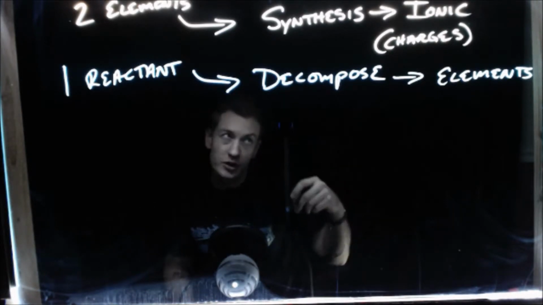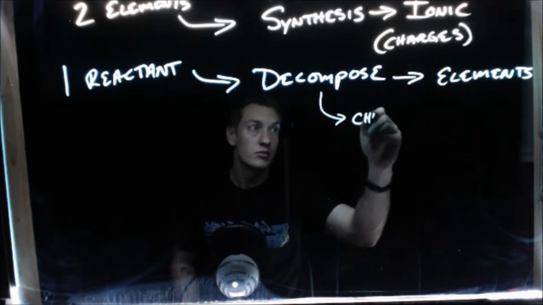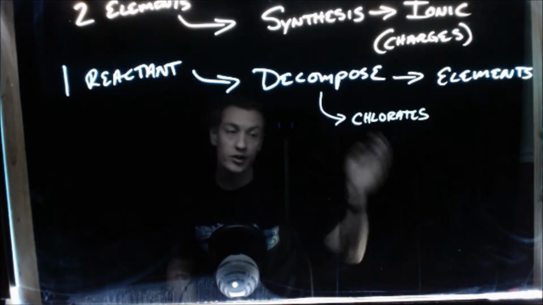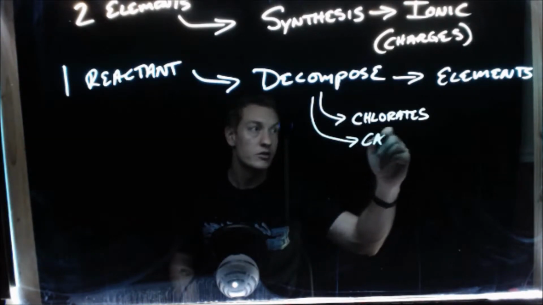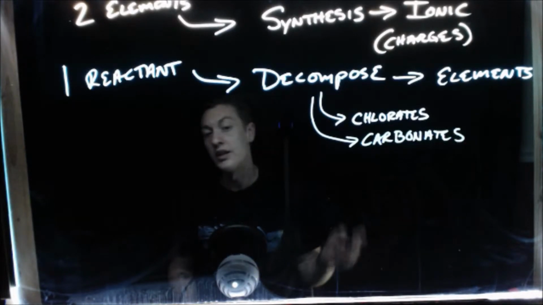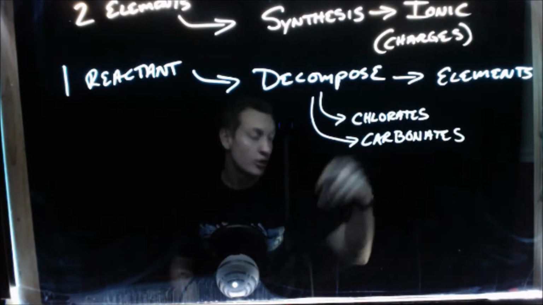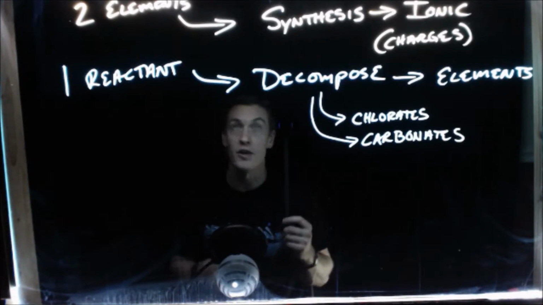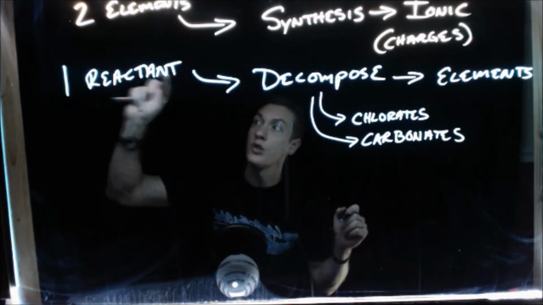And then there are some special cases of decomposition. For instance, there are chlorates, which break down into metallic chlorides and oxygen gas. And then there are also carbonates. Those break down into metallic oxides and carbon dioxide gas. And so, if you're interested in that, there's another video on decomposition reactions. Check that out. But you can recognize that it's got to be a decomposition reaction because it starts with only one reactant.